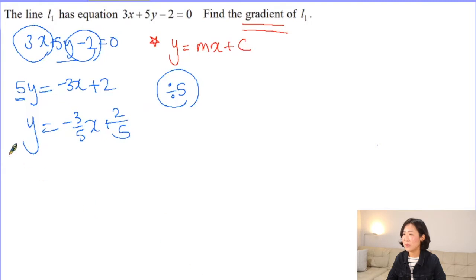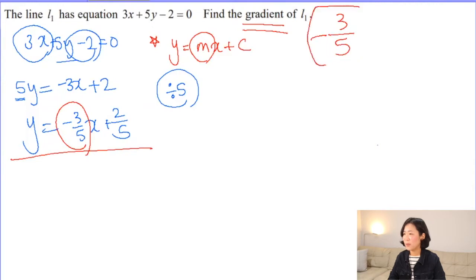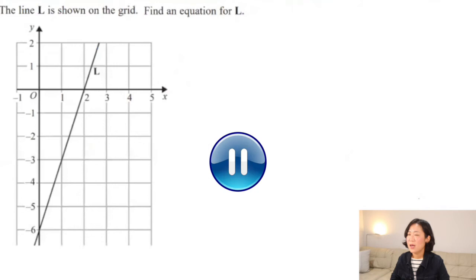Now we can simply find out our gradient. That is great. The minus 3/5 is our gradient. Be careful with your sign, the negative sign.